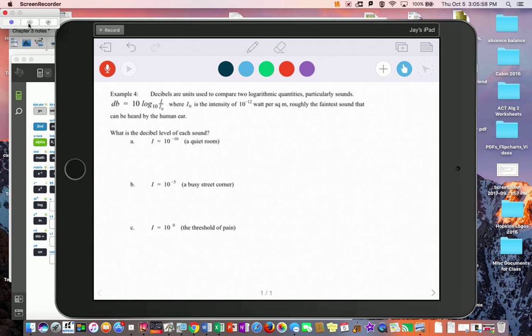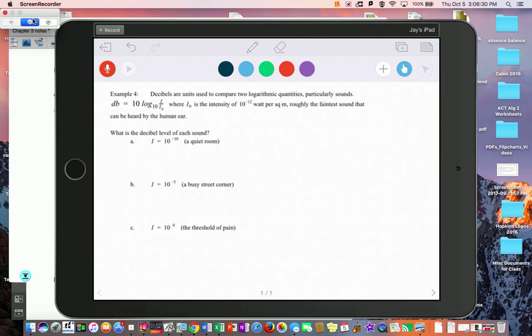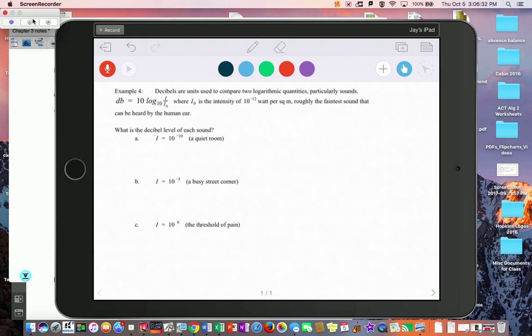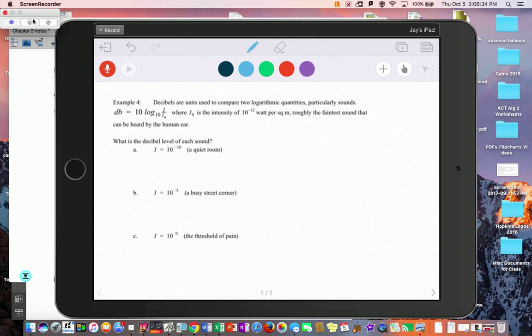So how many decibels is a quiet room? Decibels will be 10 times the log base 10. And you put I on top, which is the sound you're comparing. So that's 10 to the negative 10. And on the bottom, you're putting I sub 0, which is 10 to the negative 12.